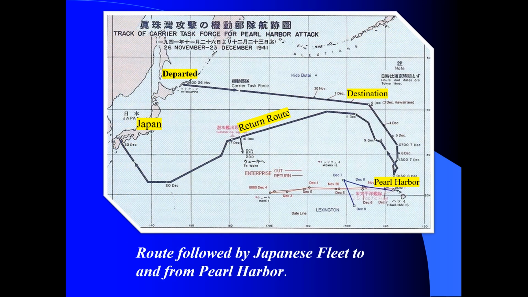The Japanese carrier task force left northern Japan on the 26th of November 1941 and traveled about 4,500 miles, arriving at the destination 230 miles north of the Hawaiian Islands on the 6th of December, whereupon it began its air attack on Pearl Harbor the morning of December 7th. After the attack, the carrier task force returned to southern Japan.